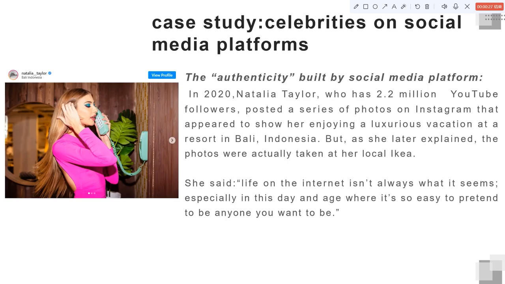Here is another example of how authenticity reshaped the human values of social celebrities. In 2020, Nalita Taylor, who has 2.2 million YouTube followers, posted a series of photos on Instagram that appeared to show her enjoying a luxury vacation at a resort in Bali, Indonesia. But as she later explained, the photos were actually taken at her local IKEA. She said life on the internet isn't always what it seems, especially in this day and age, where it's so easy to pretend to be anyone you want to be.